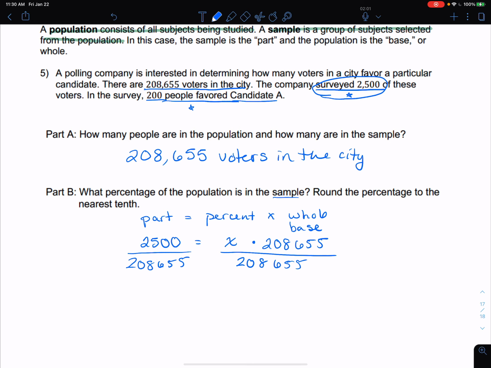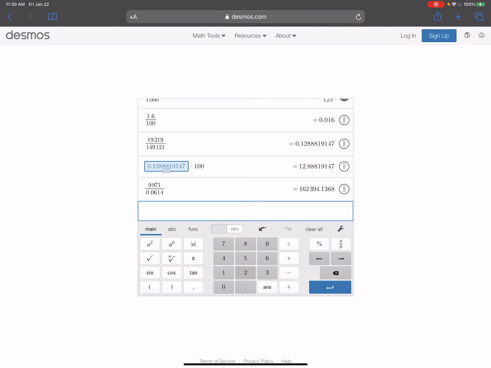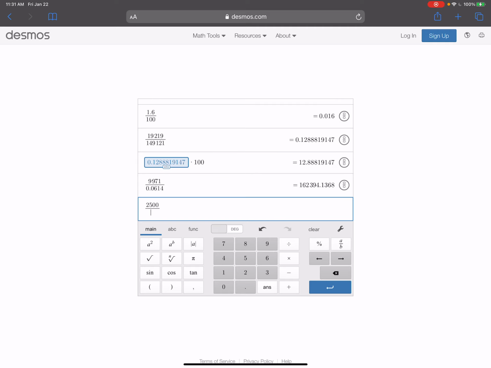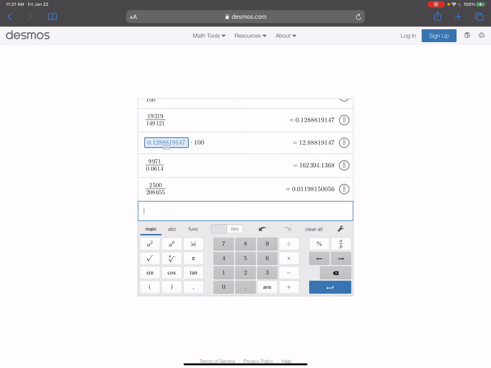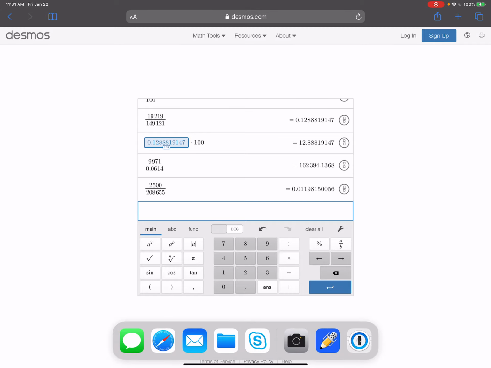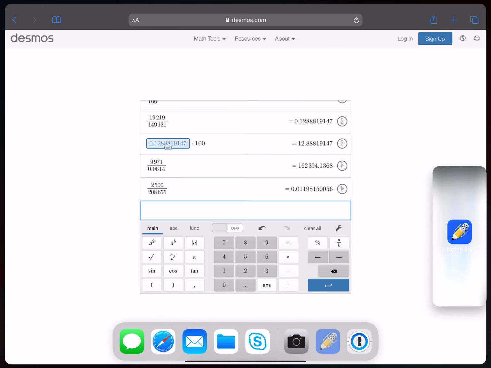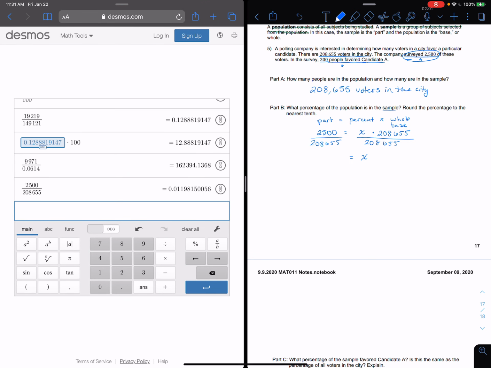I need to use my calculator for that division, so I'll do 2,500 divided by that total amount, the 208,655 people. So that gives us 0.011981500056. So I know I'm not going to remember that whole number.